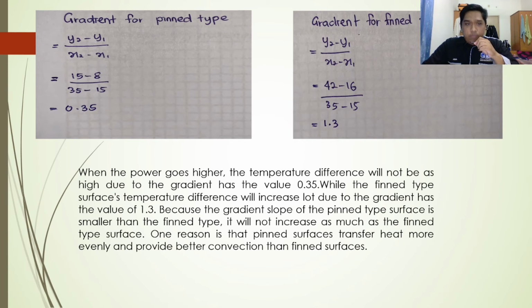When the power goes higher, the temperature difference of the pin type will not be as high, due to the gradient having the value of 0.35. While the fin type surface temperature difference will increase a lot due to the gradient having the value of 1.3. Because the gradient slope of the pin type surface is smaller than the fin type, it will not increase as much as the fin type surface. One reason is that the fin type surface transfers heat more evenly and provides better convection than the pin surface.